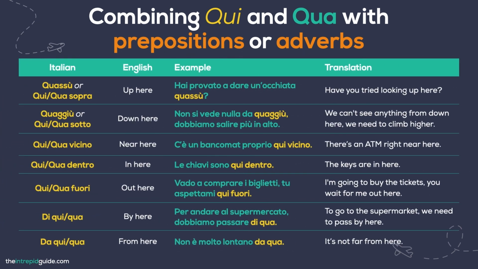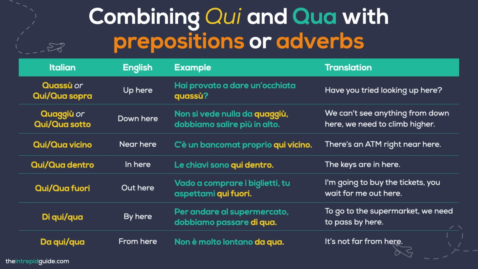Quassù, or qui, qua sopra, meaning up here. For example, Hai provato a dare un'occhiata quassù? Have you tried looking up here? Qua giù, or qui, qua sotto, meaning down here. For example, Non si vede nulla da qua giù. Dobbiamo salire più in alto. We can't see anything from down here. We need to climb higher.